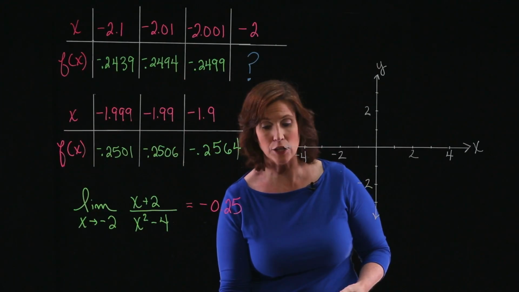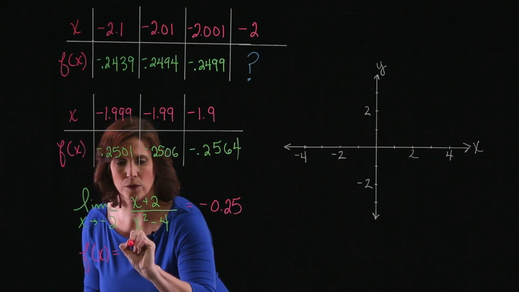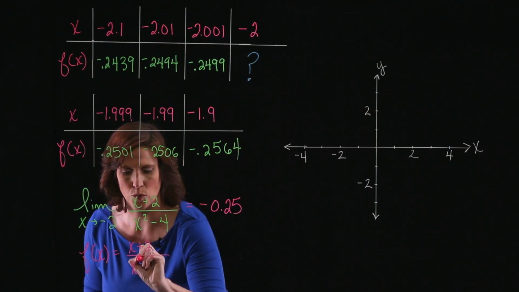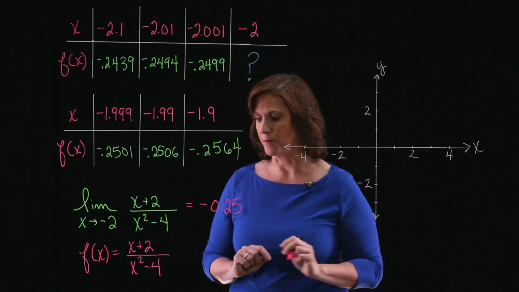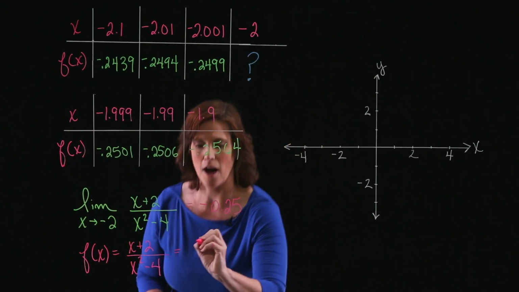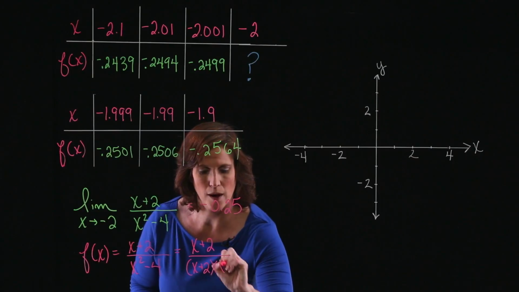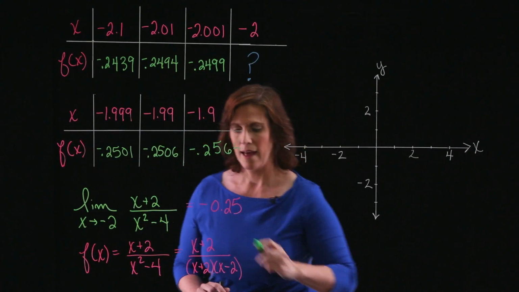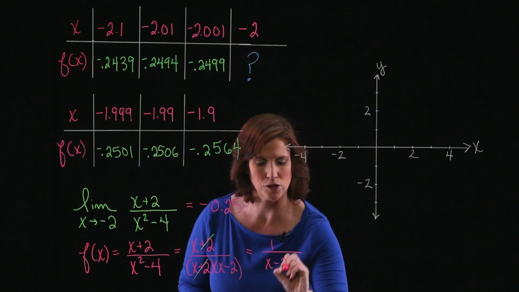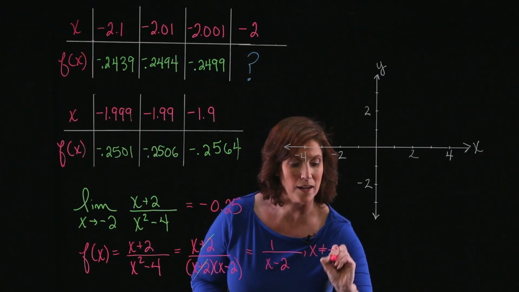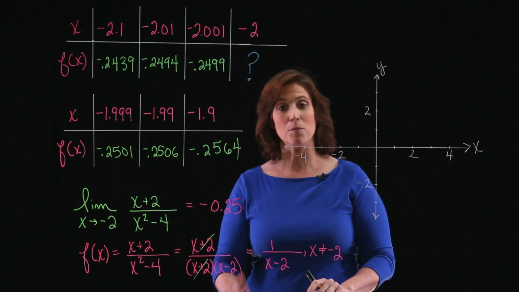Now let's take a look at the function f of x equals (x + 2) all over x squared minus 4. I want to know if that ever actually equals -0.25. I notice that I can factor the denominator, and I end up with x plus 2 all over the quantity x plus 2 times the quantity x minus 2, and these will cancel. I'm left with 1 all over x minus 2, as long as x does not equal -2. Because at -2, the simplified form would have a function value of -1/4, but the original function is undefined.